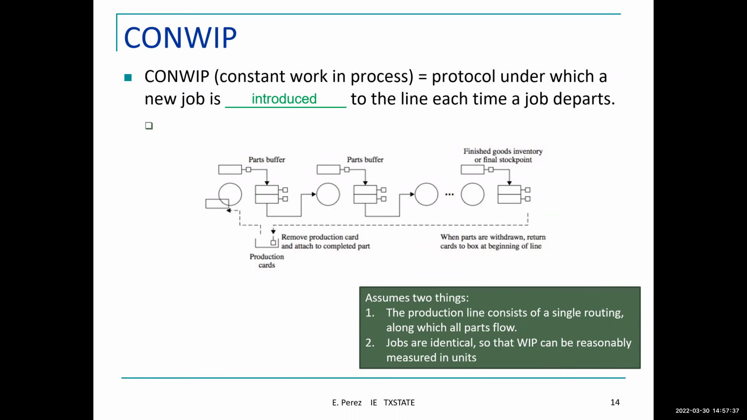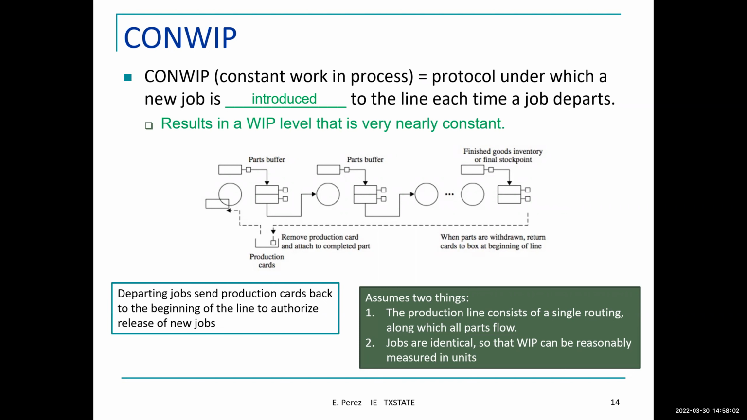So as soon as the part is completed, you have space in the buffer, so you can complete another part. Same thing here, you complete another part. So this results in a WIP level that is very nearly constant.